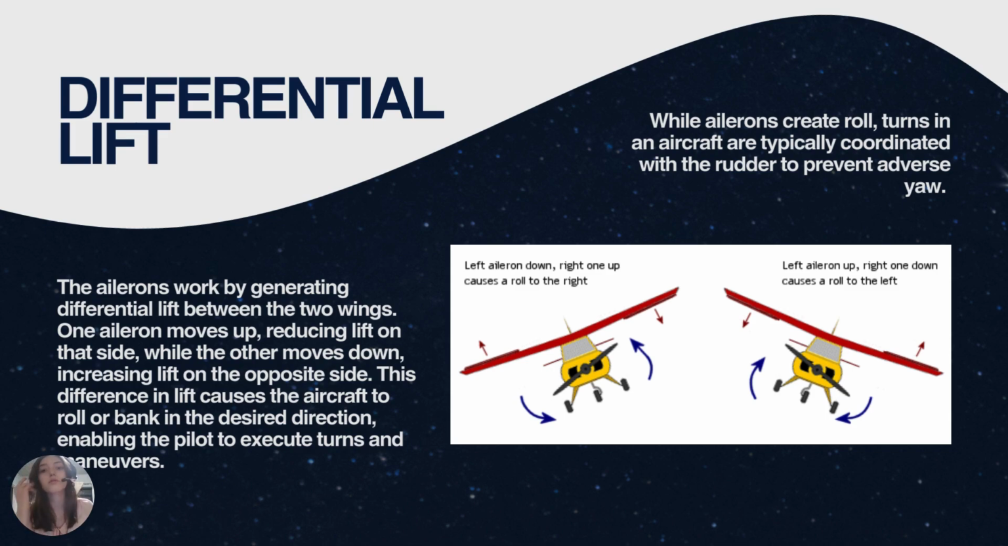It's important to remember that while ailerons create the roll, the turns in the aircraft are typically coordinated with the rudder to prevent any adverse yaw, which my classmates are going to explain a little bit later.